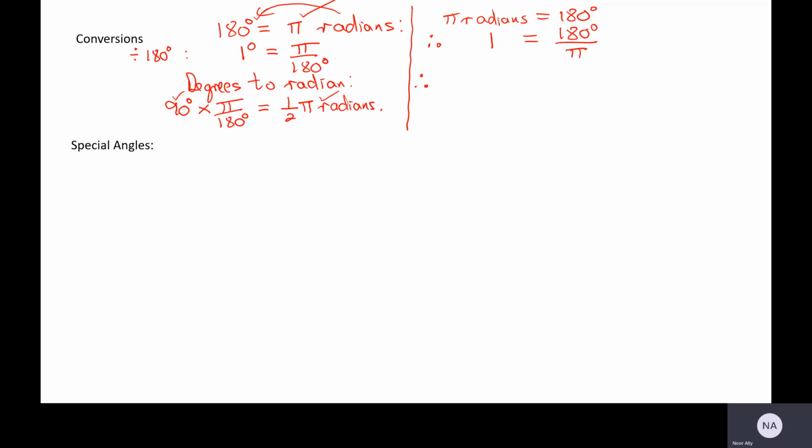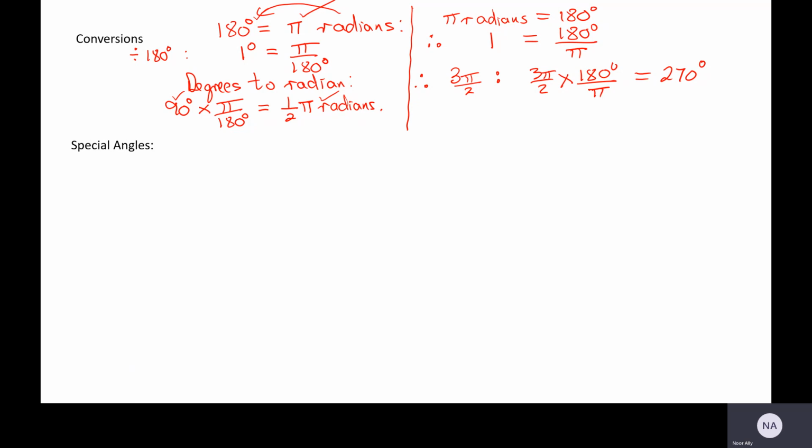So for example, if I have 3 pi over 2 radians, and I want to know how many degrees that is, then I take 3 pi over 2, multiply it by 180 degrees over pi, simplify, simplify, 2 into 180, 90 times 3, 270 degrees. So that is your conversions.